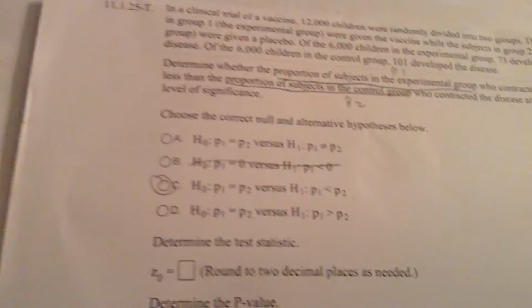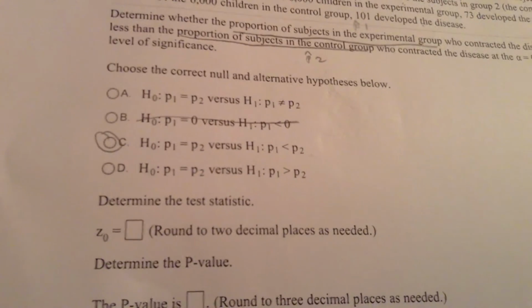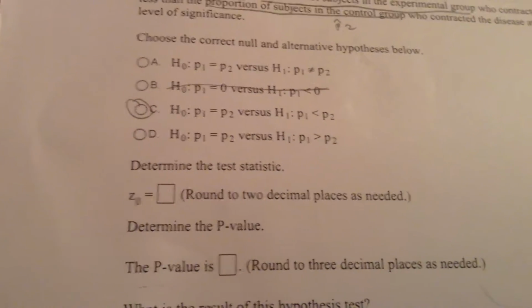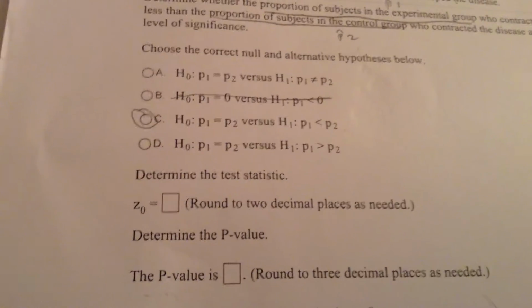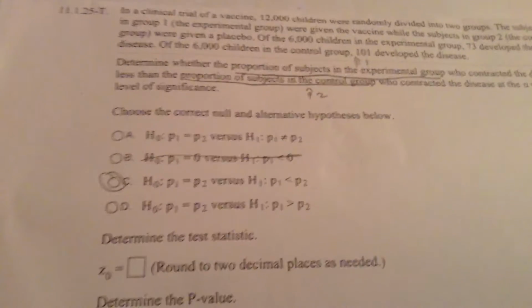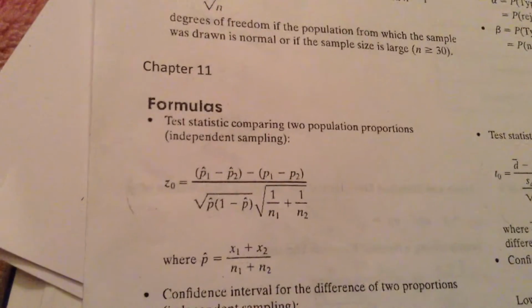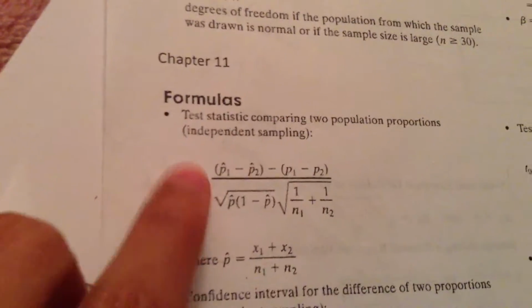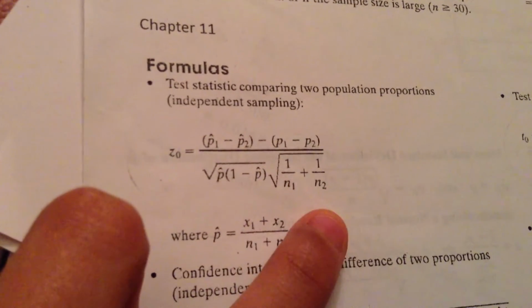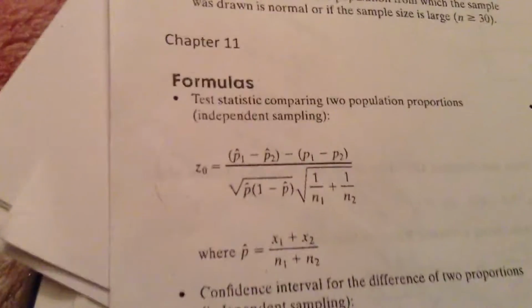So now that we have our null hypothesis and alternative hypothesis set up, we need to determine the test statistic. Since we're trying to get the test statistic of two proportions, and the two values are independent, we're going to use this formula. We need to get p hat 1 and p hat 2, n1 and n2, and p hat.